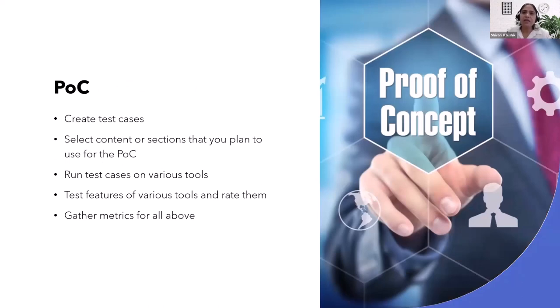POC. It's time to get your hands dirty now. So create test cases. The test cases you want to run, for example: single sourcing, reuse, referencing, keywords. Select the content or sections that you plan to use for the POC. Preferably use the same content and scenarios while you perform the POC on various tools, because only then will you be able to take a wise decision on results from the various tools.